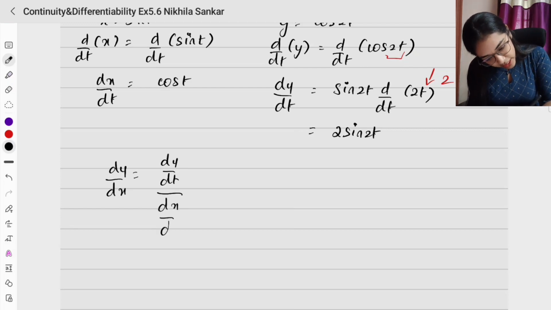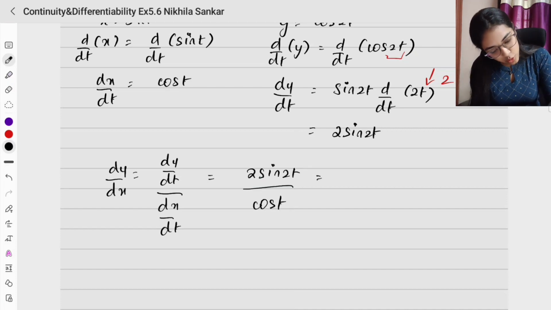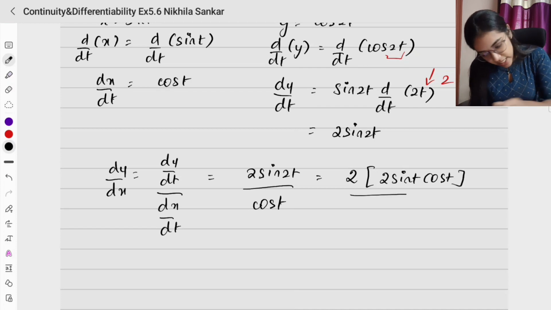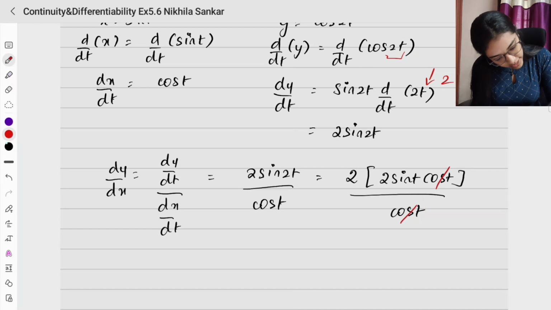dy by dt is what? 2 sin 2t divided by cos t. Sin 2t can be written as 2 sin theta cos theta, correct? So 2 sin t cos t divided by cos t. So the cos t and the cos t will get cancelled. So I'll be left with 4 sin t. So this is my dy by dx.